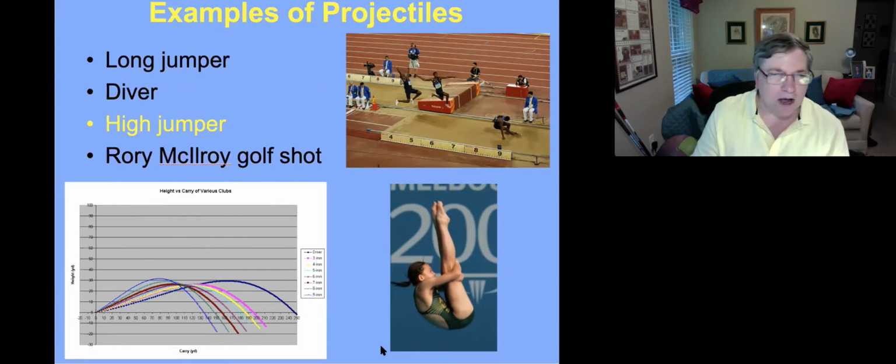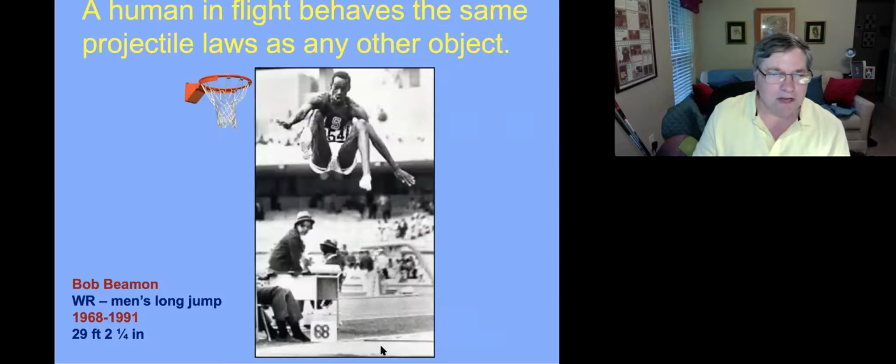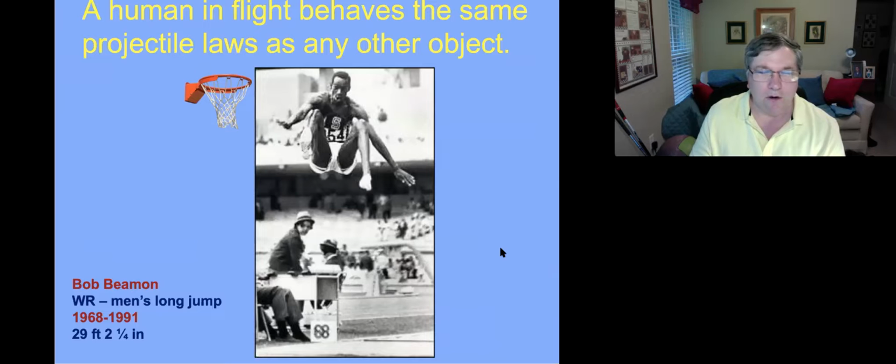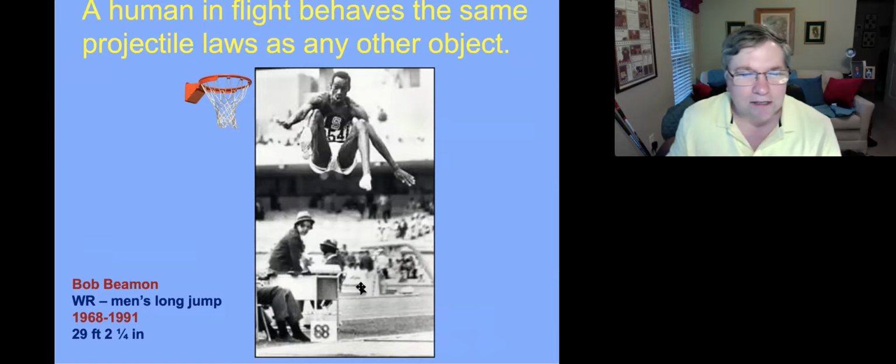It could be a golf shot. So lots of examples of projectiles. This is Bob Beamon, a really famous projectile, who held the long jump record from 1968 to 1991. And he set it by 2 feet. This was up in Mexico City, you see 68 here, and that's 1968.